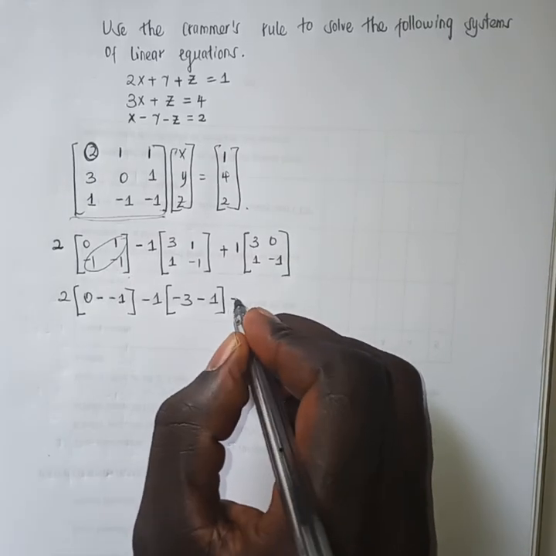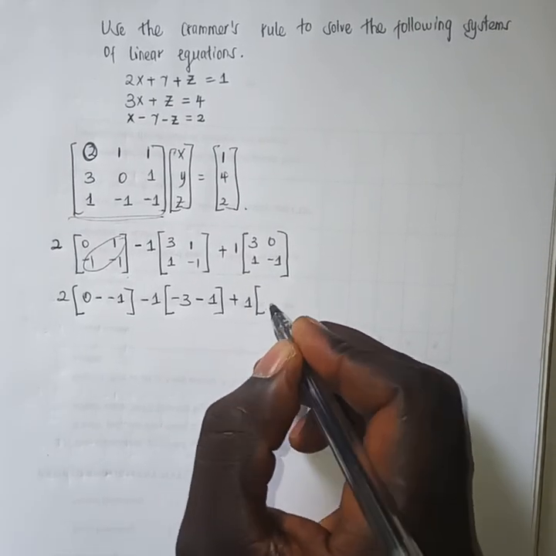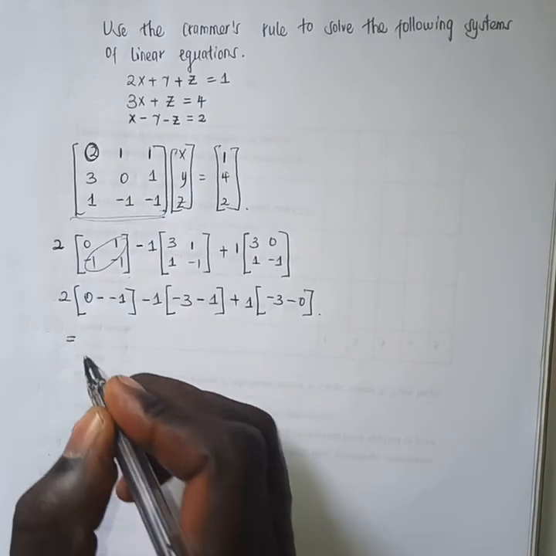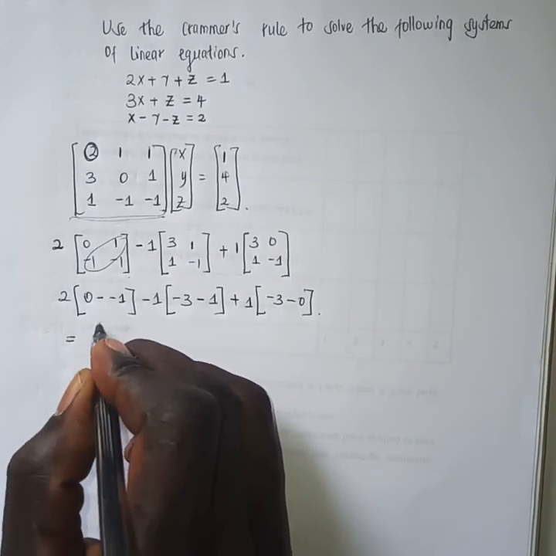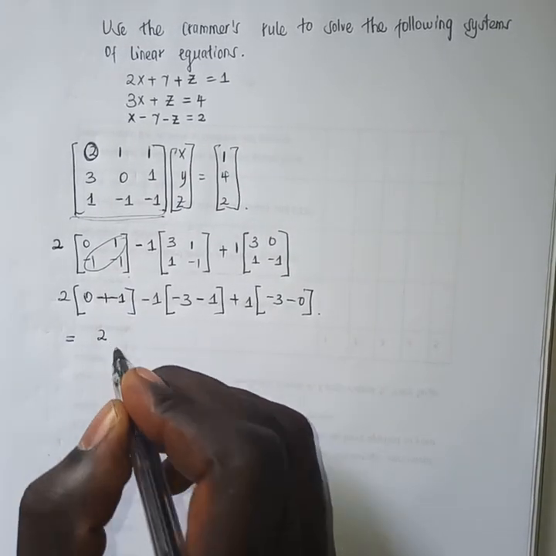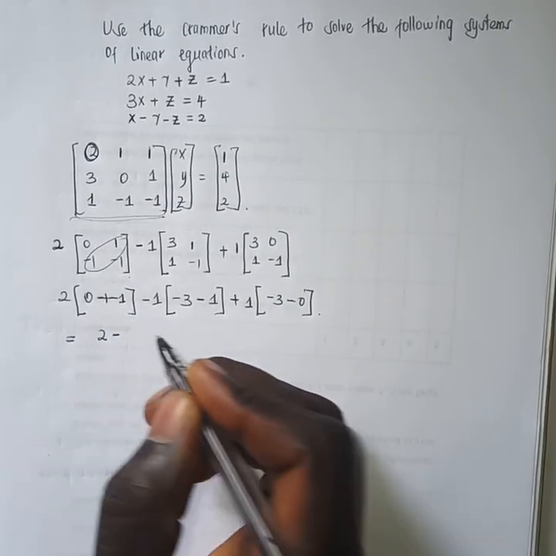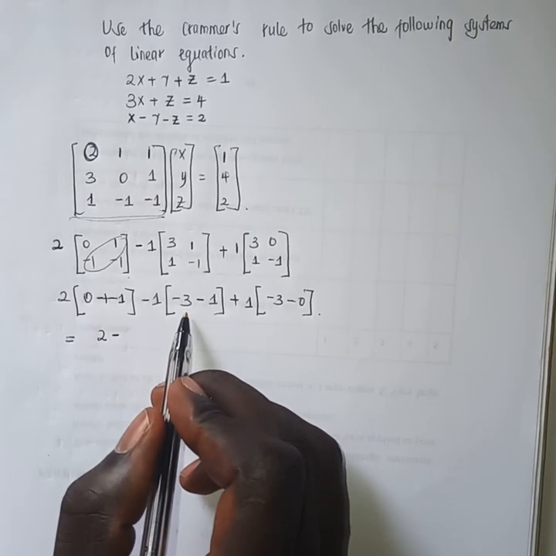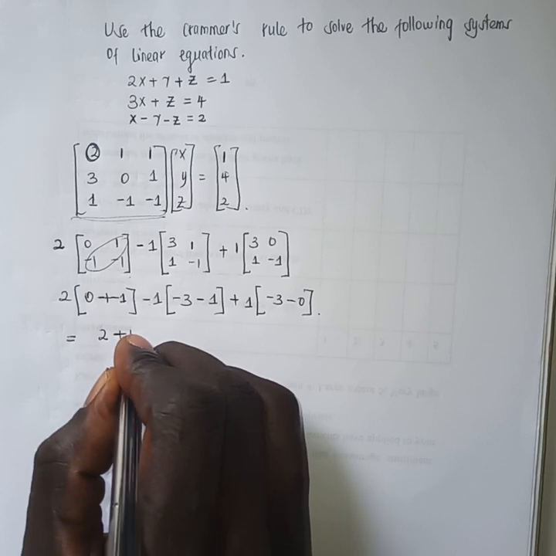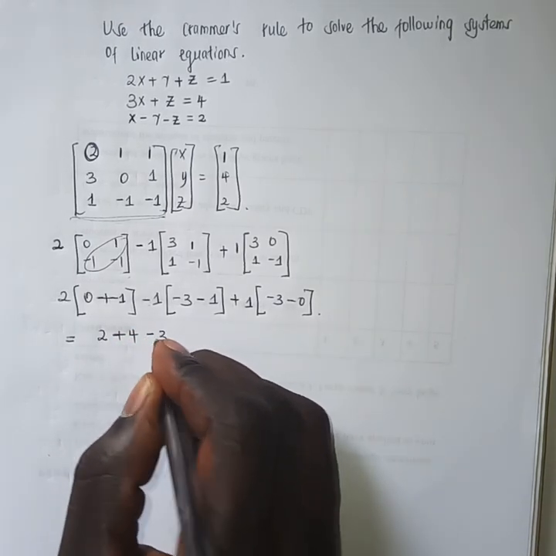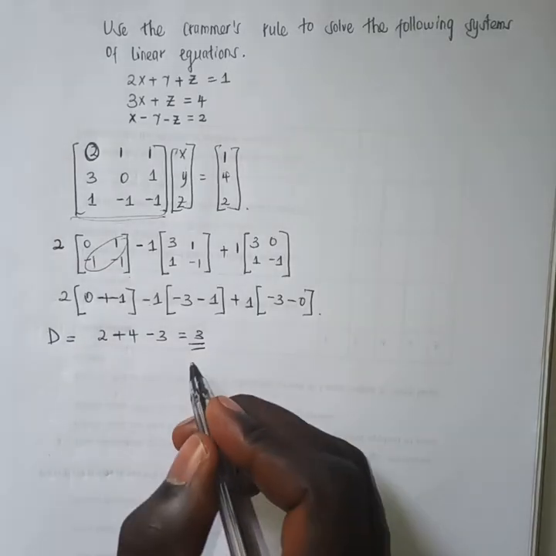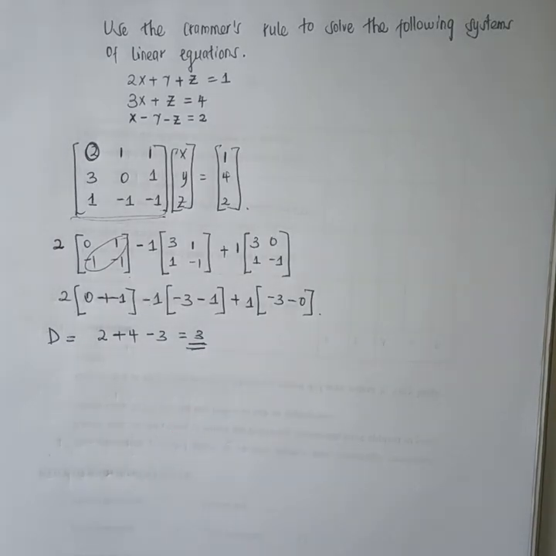Then 1 into -3 subtracted 0. So we are going to get that we are having, this one is +1, so we'll be having 2. We are going to subtract, this one is -4, so we are going to have -4 multiplied by -1, we'll be having +4. Then we are going to subtract 3, so we are going to get 3. So our determinant is 3, as you can see that we have obtained.